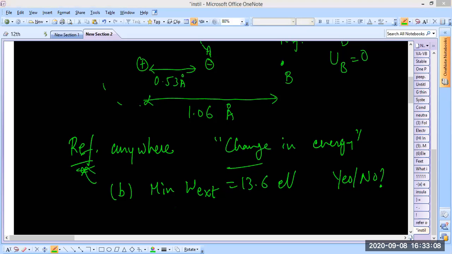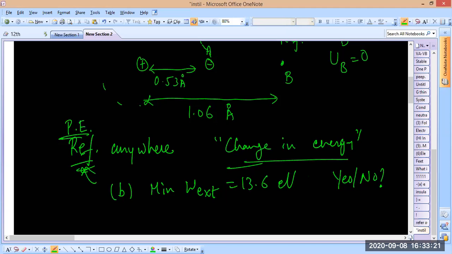You just say that changes in energy don't depend on where the reference of potential energy is. I'll repeat, changes in energy or work, this work should not depend on where the reference of potential energy is. So that's why the answer of part B is same.